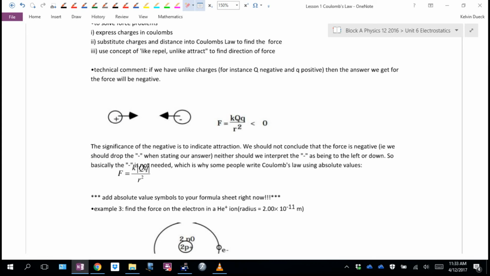Basically, the negative is not needed, and some people write Coulomb's Law using absolute values. I'd like you, on your formula sheet, on your yellow sheet, where it says F equals K Q1 Q2 over R squared, with your pen or pencil, to put a little absolute value sign in there to say to you, do not put negatives and positives in. I'm letting you do that for the first time this year. Normally I made kids memorize that, but this year I'm letting you do that.